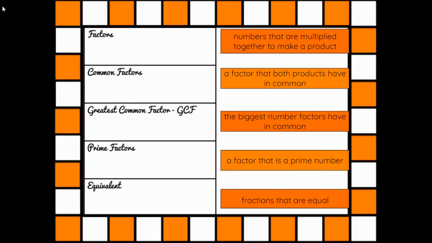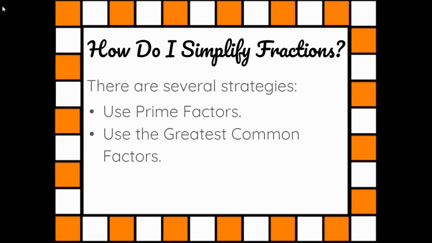So factors are numbers that are multiplied together to make a product. Common factors, a factor both products have in common. Greatest common factor would be the biggest number that both factors have in common. Biggest factor both products have in common. Prime factors, a factor that's a prime number, and equivalent fractions that are equal.